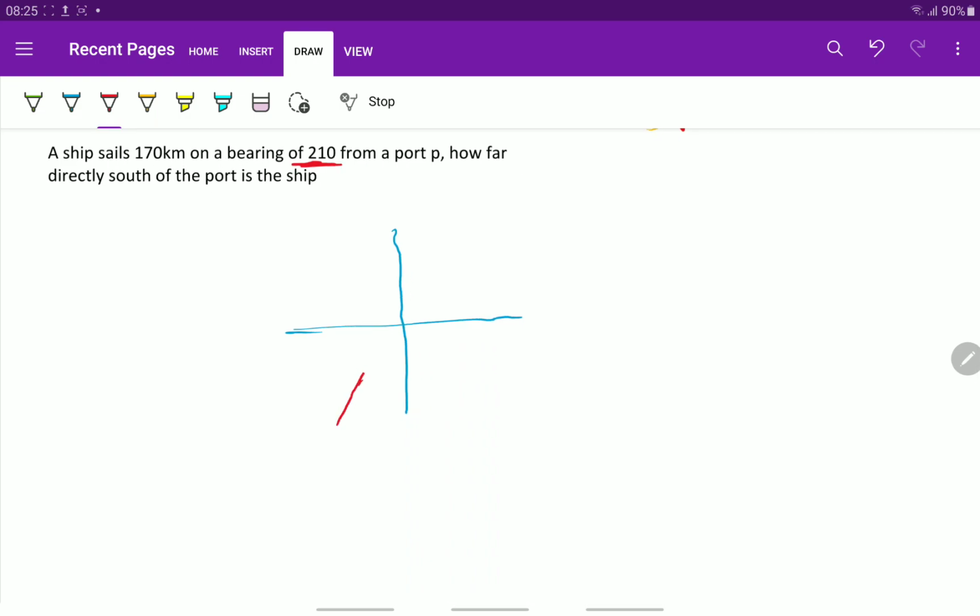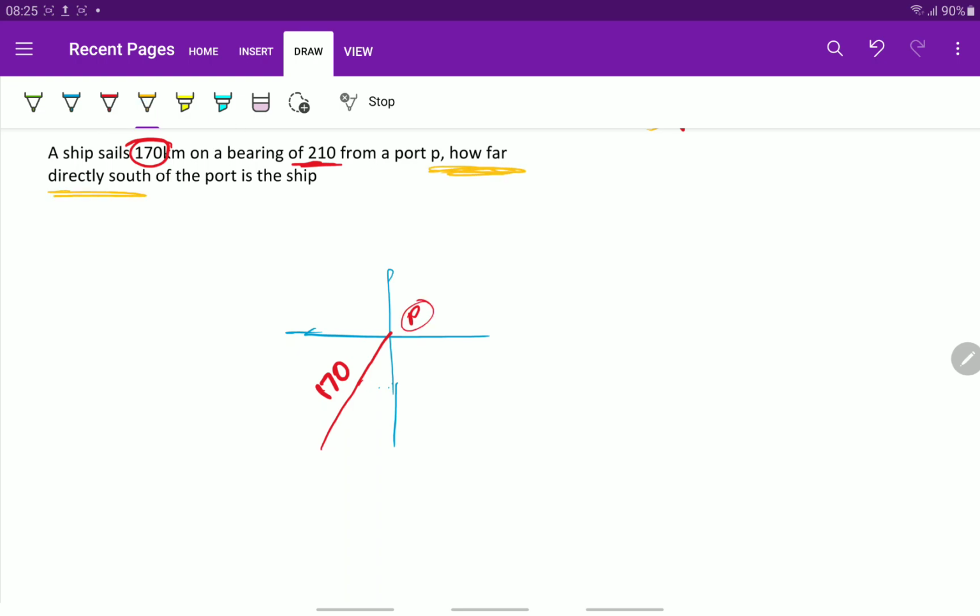You do know your diagrams don't have to be too detailed or too accurate, because it's just for your rough understanding. So that's 210. What do they say? Travels 170 kilometers at this bearing. So we can label this 170. After labeling it that, the question states, that's port P, label that too. How far directly south of the port is the ship? So directly south is the ship. So we can draw a line here.